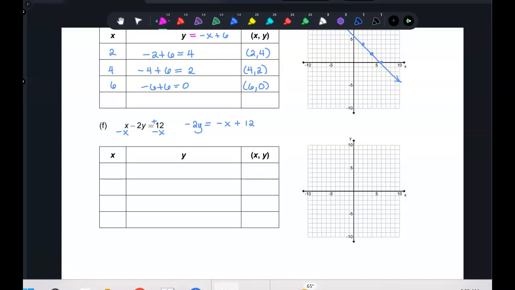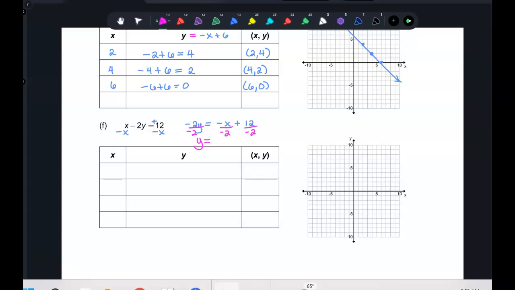Now, why is x still there? Because you're isolating y. Remember when we isolate one of the variables, the other variable doesn't disappear, it just goes on the other side. Okay, now I have to get rid of the negative 2. So I'm going to divide everything by negative 2. Okay, so this is going to be y equals.